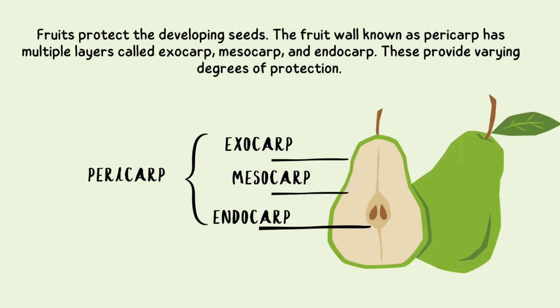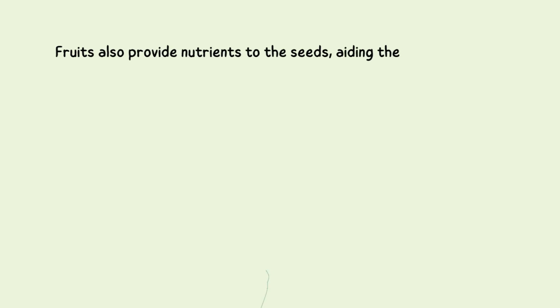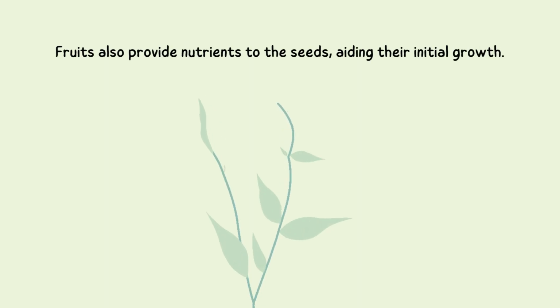The fruit wall known as pericarp has multiple layers called exocarp, mesocarp, and endocarp. These provide varying degrees of protection. They aid in the dispersal of seeds, utilizing various methods such as wind, water, and animals. Fruits provide nutrients to the seeds, aiding their initial growth.